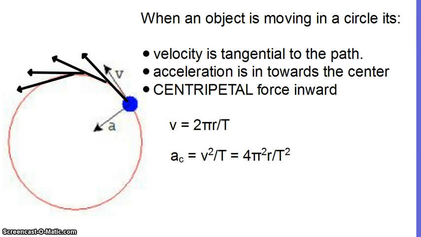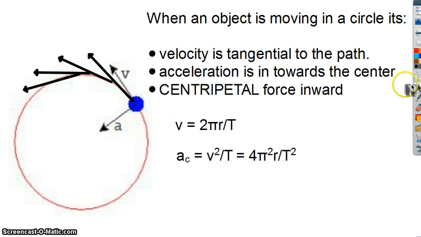Some important formulas that we need to know for dealing with circular motion: first is how to find the velocity. The velocity of an object moving in a circular path is equal to 2 pi r, r for the radius, divided by T, which is the period, the time it takes to go around the circle. If you think about it, 2 pi r is just equal to the circumference of the circle. So it's a distance, the distance around the circle, and T is the time it takes to go around the circle. So we're taking the distance divided by the time, and that's how we get speed.